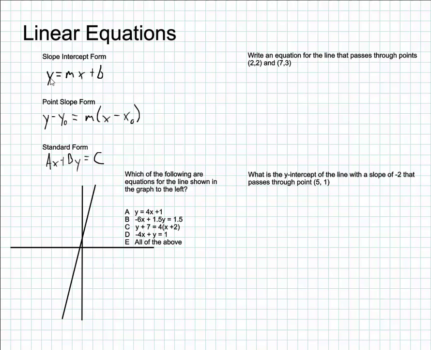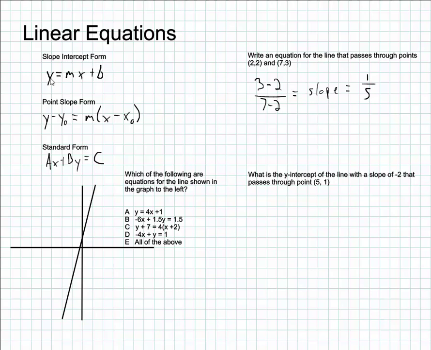Alright, let's do some problems. Write an equation for the line that passes through points 2, 2, and 7, 3. So in order to do this, we're actually going to first figure out the slope. And if we remember how to calculate slope from the slope video, we simply take the y values and the x values and find the difference between the two y values over the difference between the two x values. So we're going to do 3 minus 2 over 7 minus 2. And that's going to be equal to our slope. And of course, that's going to be equal to 1/5.